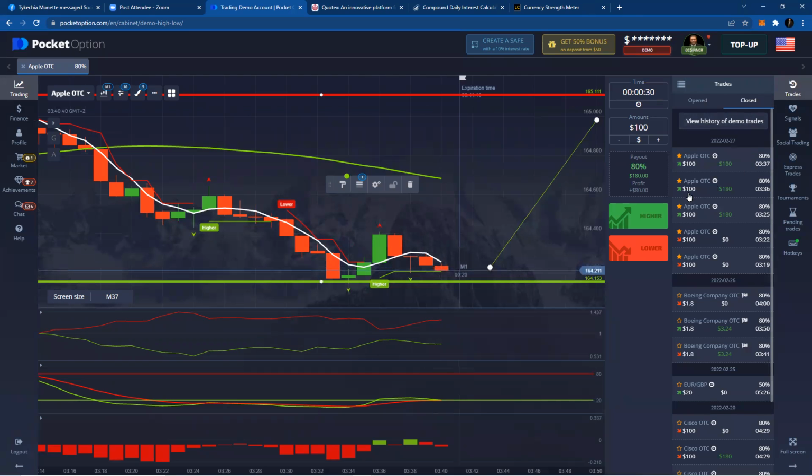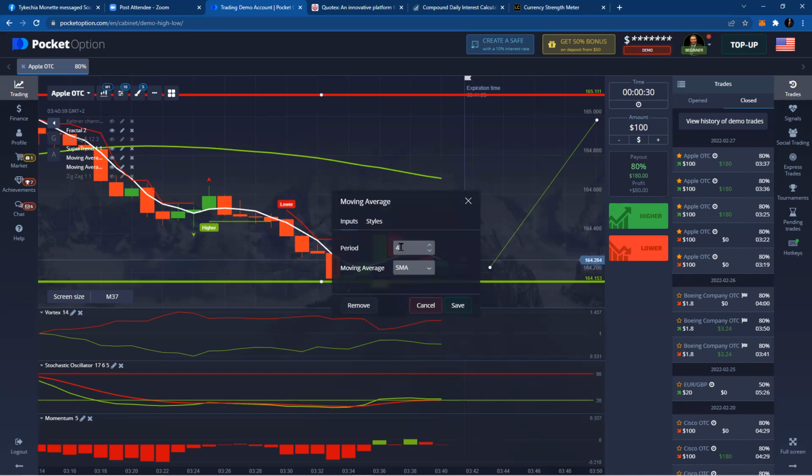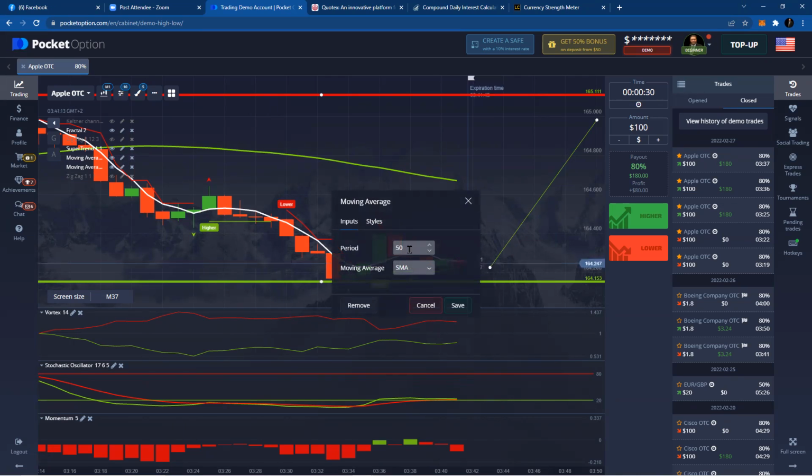Yes, I wanted to know what the settings were for the Keltner and possibly your moving average. I was driving at the time. Okay, so I have two moving averages. One moving average, the white line, is set to 4 on an SMA. I made mine white. You can make it whatever color you want, and I made it 3 pixels. The second moving average I have set to 50. That's also an SMA. I made mine green, and I made it 3 pixels.